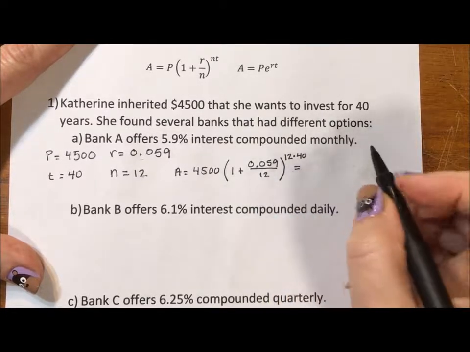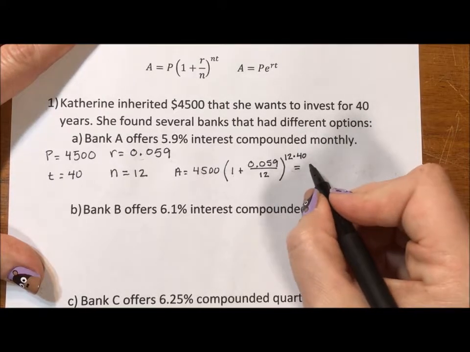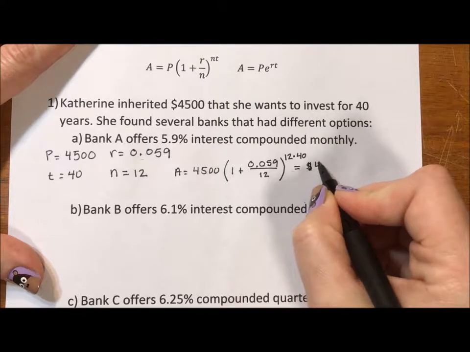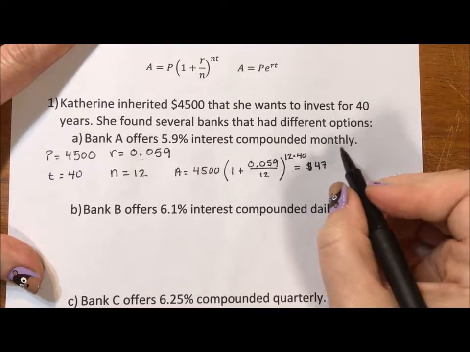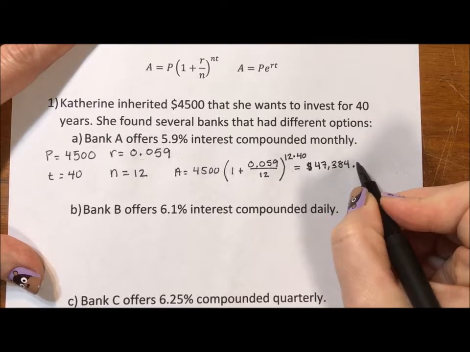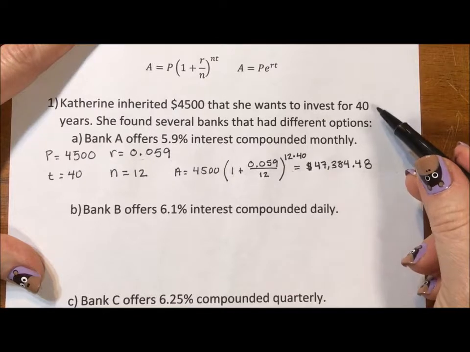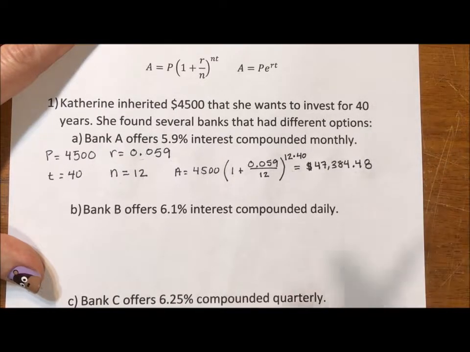If we throw this into a calculator, we find out that her $4,500 becomes $47,384.48, which I think is a nice investment. She had to leave it for a long time, but she got a lot of money out.